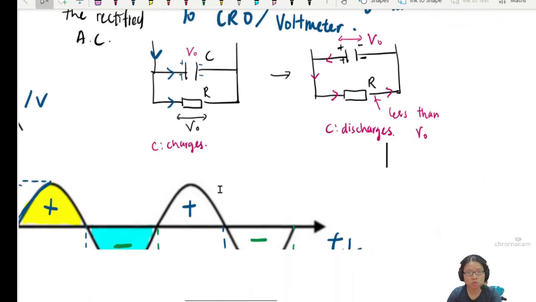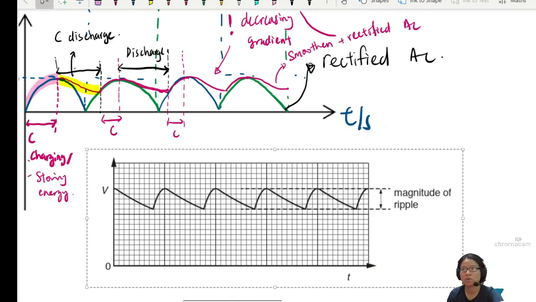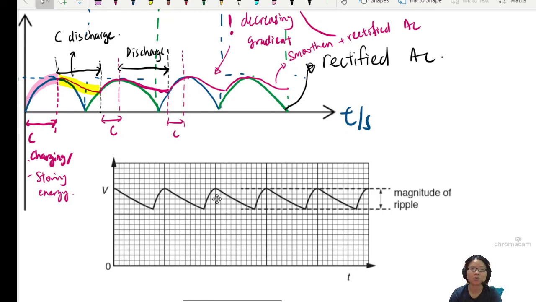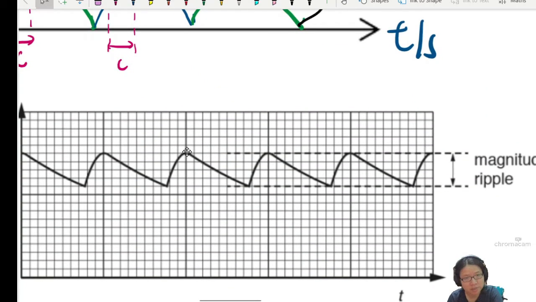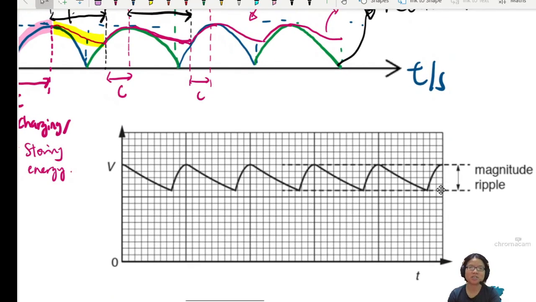Alright, so I will show you how the final form looks like. Okay, so the final form will look like this. This is the trace that you will see on your CRO. I'll show you the simulation later, but this explains a lot of this. Okay, so I know it's also not very obvious in the sketch. I got this from a past year question, that this part here is still decreasing gradient and this part is the starting point of a sinusoidal wave. Alright, and the change in voltage, the variation in voltage, which is called smoothing, is smaller.